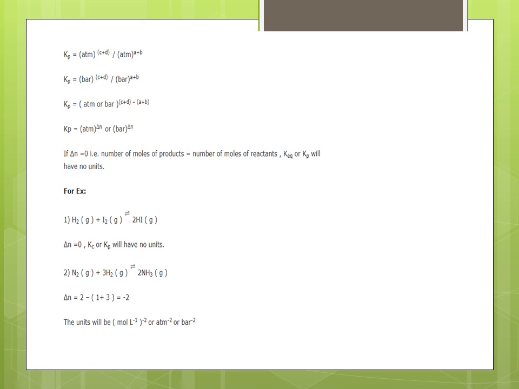Similarly, you can do it for N2 plus 3H2. In this case, delta n is equal to minus 2 and the unit will be what? It will be (mole per liter) raised to power minus 2, meaning 1 divided by the square of mole per liter.